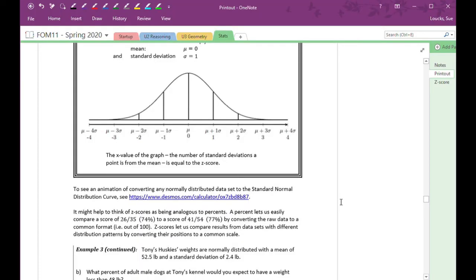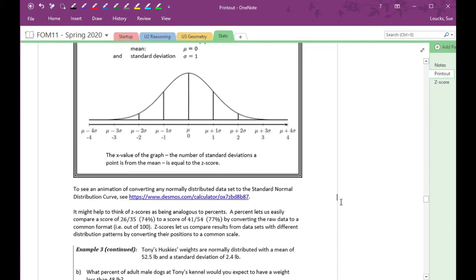It might help to think of a z-score as kind of being like a percent. A percent lets us compare a score of, say, 26 out of 35, which is 74%, to a score of 41 out of 54, which is 77%. And when I look at the percent, it's easy for me to see which test was a better score. Much easier than comparing the 26 out of 35 to the 41 out of 54. Those are weird numbers to compare. By changing both of those numbers to a score out of 100, it's easy to compare.